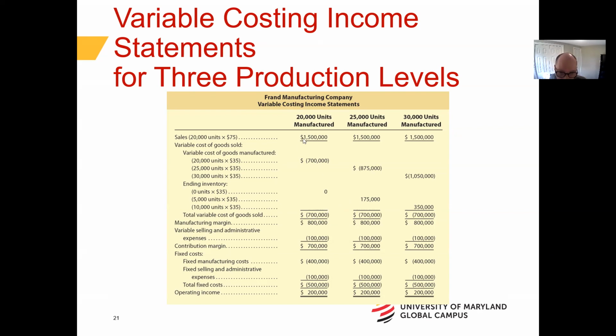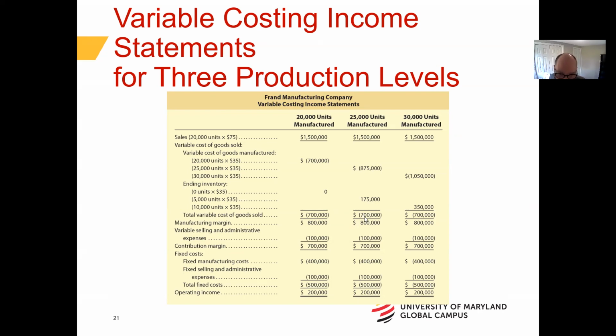So we take our sales minus total variable cost of goods sold. Cost of goods sold. That's the difference here, because I can hear you already. Dr. B, why does it say 700,000 for all three options? Well, because cost of goods sold. Remember, I only sold 20,000 units, regardless of the amount of units I manufactured. That's why it's the same.